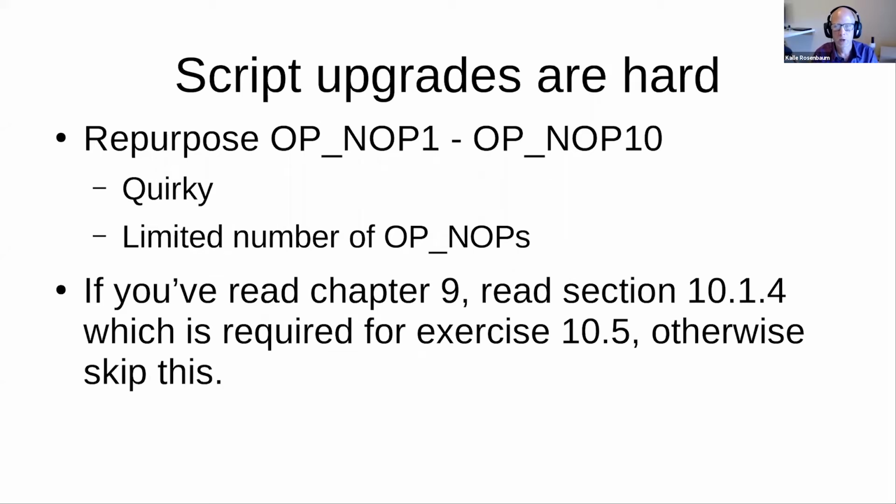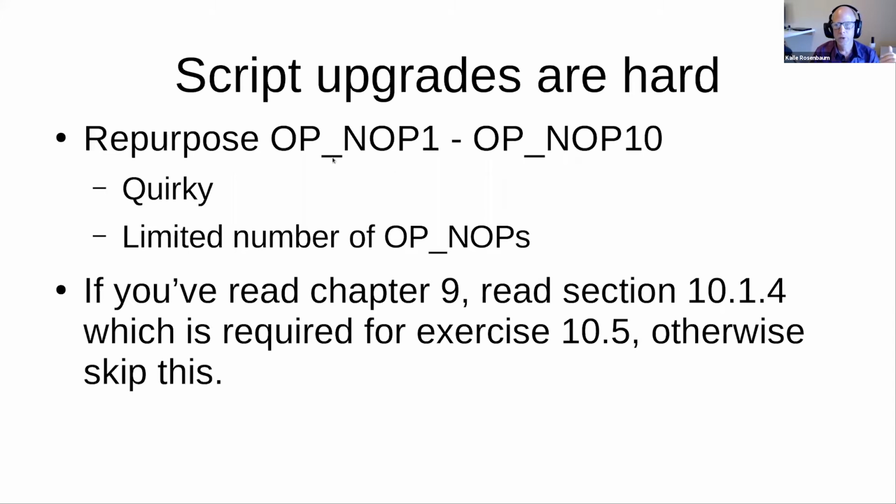And script upgrades are hard. This is the 4th problem I'm going to talk about. Really short now. There are a few operations in the current scripting system that are called OP_NOP1 through OP_NOP10. So these are 10 operators that are designed to do nothing. So when you run the script and you see an OP_NOP, you will just take it out and ignore it, do nothing, and continue.